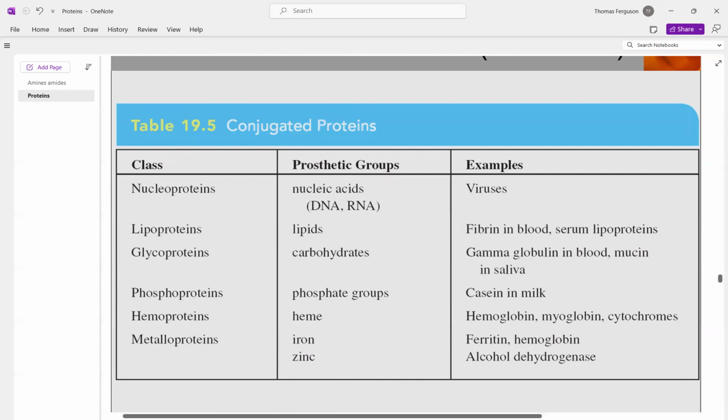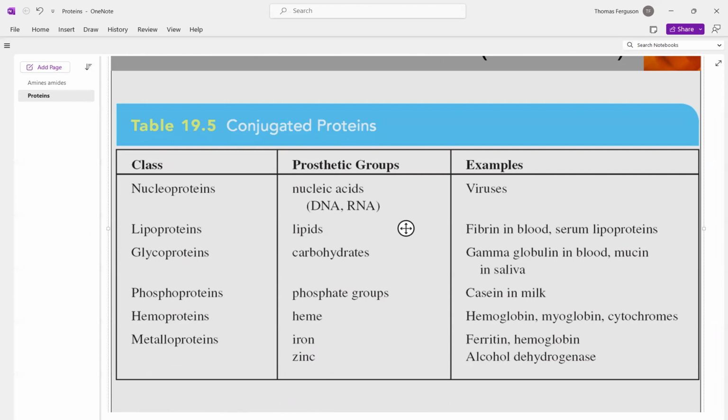Now there's lots of different kinds of proteins. Lots. I've seen estimates of 1 million or so different kinds of proteins, just a whole bunch of them. And they've kind of classed them into these 6 basic groupings. There's a nucleoprotein, like DNA, RNA, mRNA, tRNA, et cetera. Lipoproteins, they can hook up with lipids. Glycoproteins, they can hook up with carbohydrates.